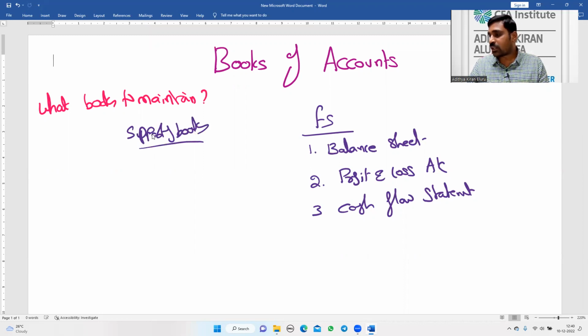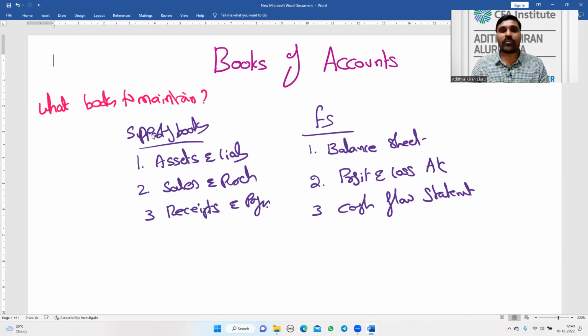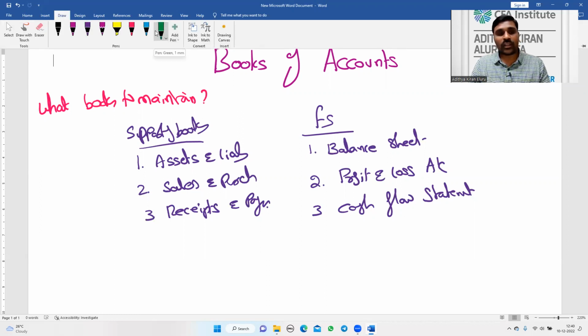To maintain the balance sheet, I have to maintain books of accounts of assets and liabilities. For the profit and loss account, I have to maintain sales and purchases. To prepare the cash flow statement, I have to maintain receipts and payments. Financial statements are the summary of books of accounts, so for every financial statement I prepare, I should have backup support with detailed books of accounts.